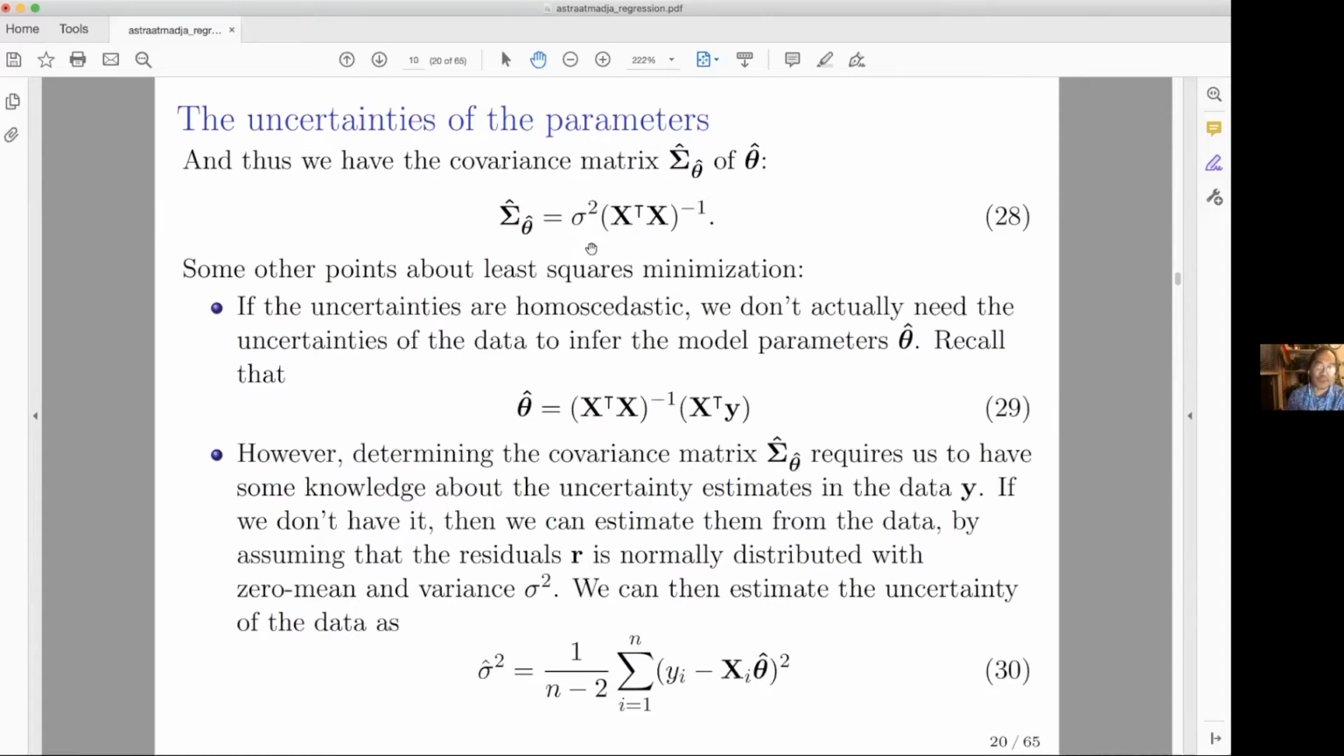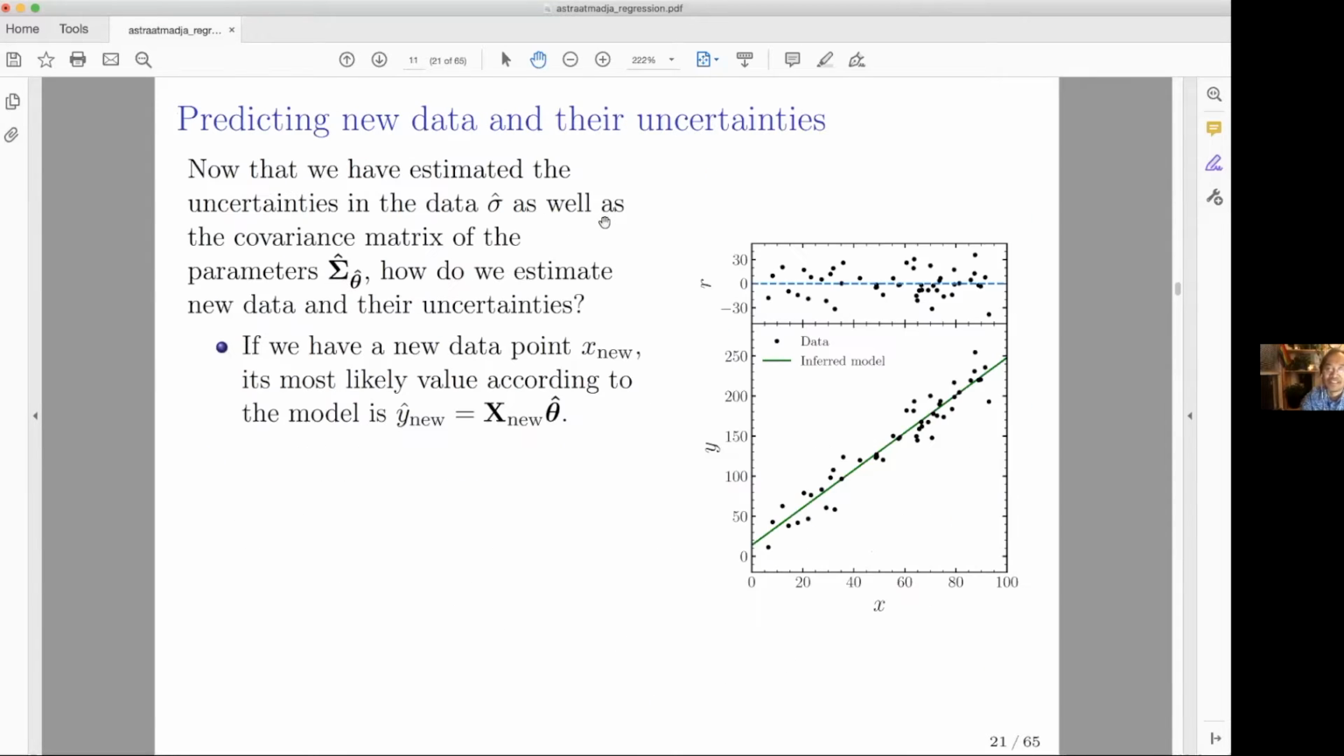As you can see, if you only want to infer the parameters, you don't really need this sigma term here, which is the variance of the data. But if you want to determine the covariance matrix, we need to know the noise in the data. In this case, we don't have it. So we do this by calculating the residuals, and we calculate the variance of the residuals like this. If we plug this into here, then we get the covariance matrix.